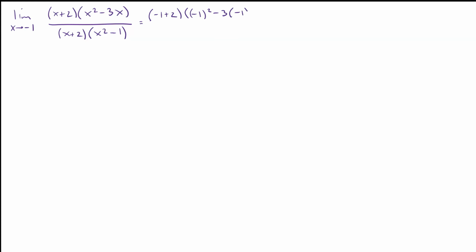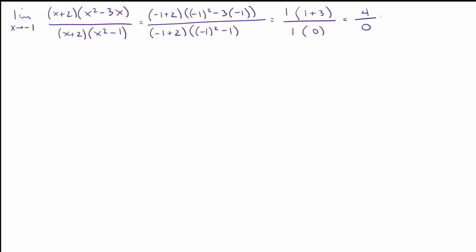Let's go with the limit as x goes to negative 1 of x plus 2 times x squared minus 3x over x plus 2 times x squared minus 1. To evaluate a limit, the first thing we do is substitute. So let's see what we get. We get 4 over 0, which is undefined.